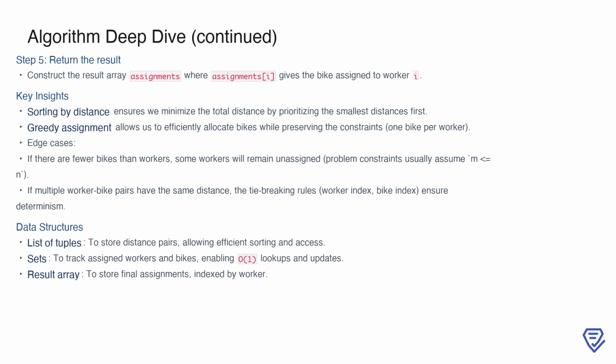A few edge cases to consider include situations where there are more workers than bikes. In such cases, some workers may remain unassigned, though the problem typically assumes there are at least as many bikes as workers. Another edge case involves ties, where multiple worker-bike pairs have the same distance. Here, the secondary and tertiary sorting criteria of worker index and bike index ensure a deterministic solution.